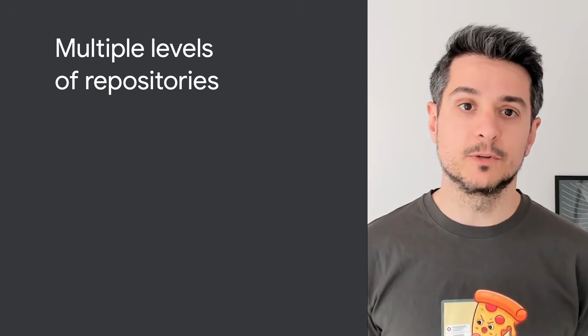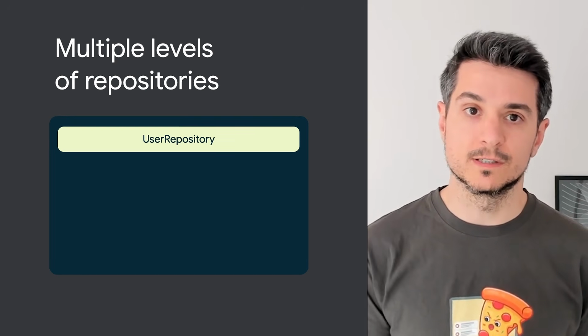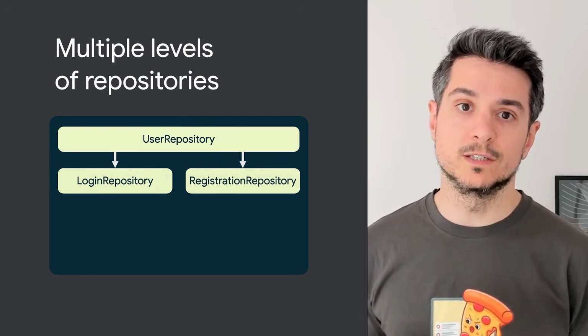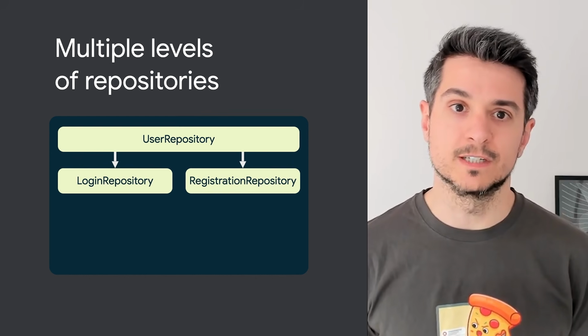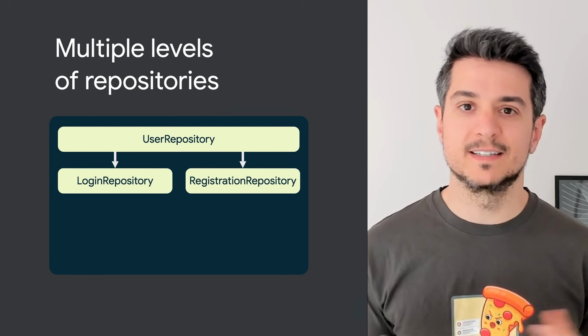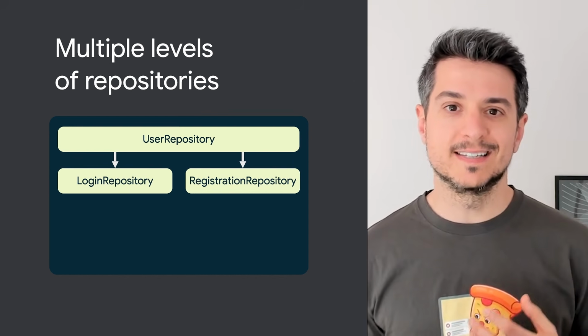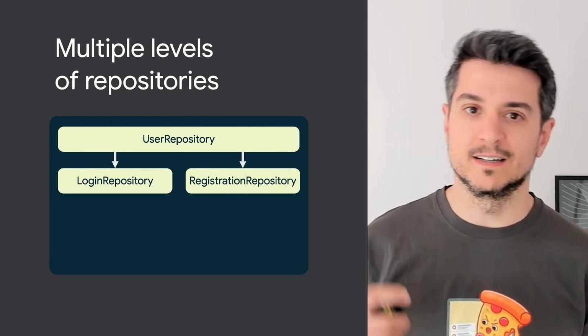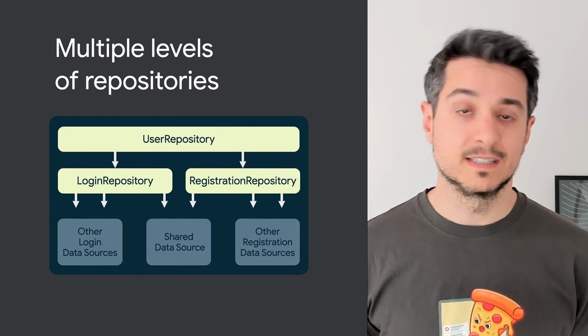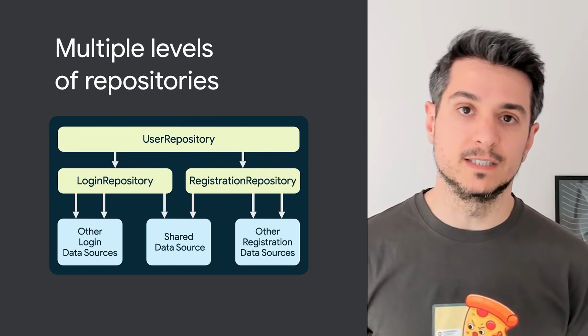They will happen. As you saw earlier, a repository can depend on multiple data sources. In some cases, you might want to have multiple levels of repositories. This is perfectly fine. In this example, a user repository needs data from a login repository and the registration repository. Similarly, two repositories can share a data source. All these tips are recommendations that should work well in most apps. However, if you have a reason to deviate, feel free to do it.